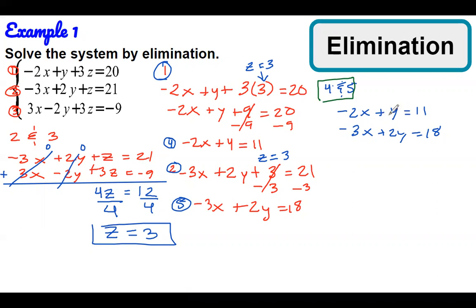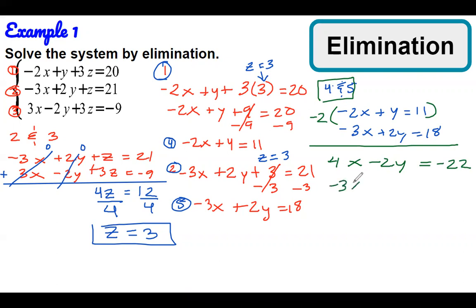If I want to eliminate the y's, all I have to do is multiply this entire equation by negative 2 so that I can eliminate. The easiest thing is to multiply our first equation by negative 2. Okay, so let me go ahead and rewrite it. We have negative 2 times negative 2 gives me positive 4x, negative 2y equals negative 22. I have negative 3x plus 2y equals positive 18.